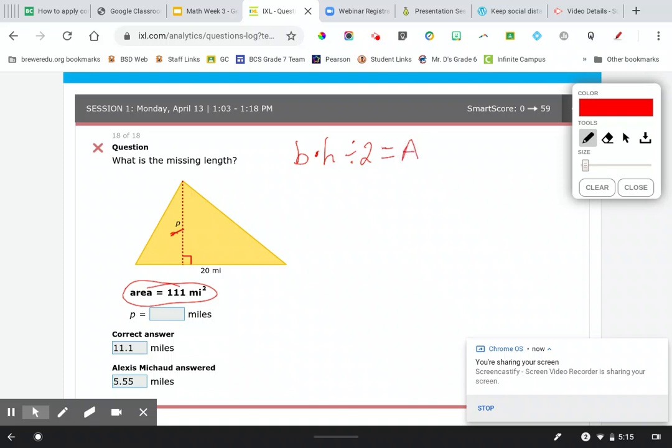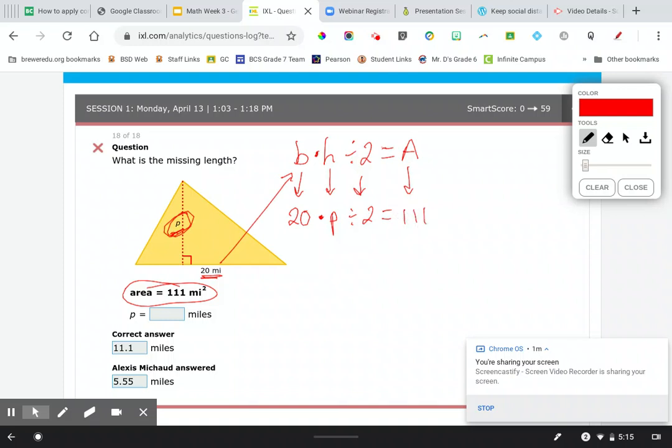So on this one, just think about what these numbers are. What do we have here? Well, our base, we're going to call that 20. So I'll put a 20 where the B is, 20 times the height. Height is this letter. Don't know what it is, so I'm going to use that letter, P, and then divided by 2. Right? Base turned into 20. The H is just the letter P now. Doesn't really matter, but we don't know it. Divided by 2 is still there. Equals, my area is actually going to be 111 because that's what it tells me.